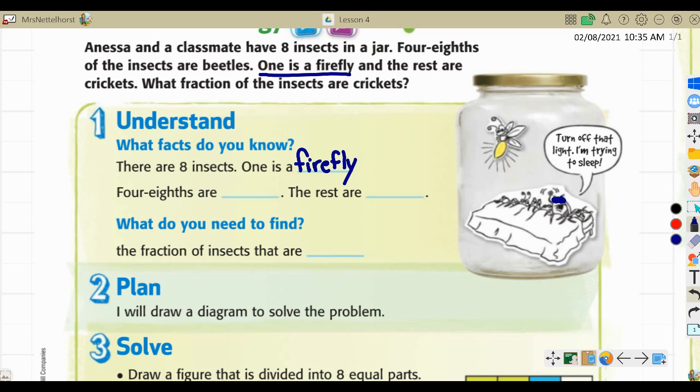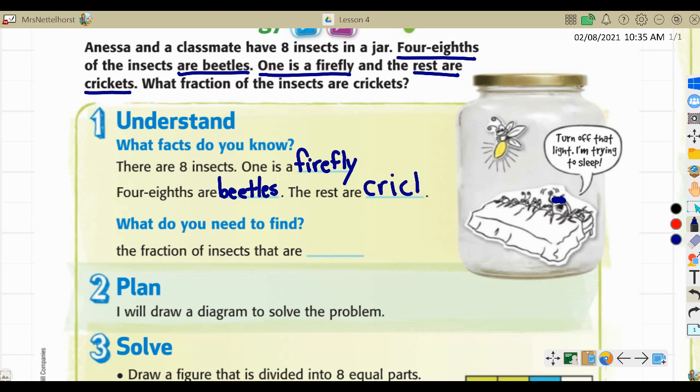Okay, 4/8 of the insects are beetles. I think it's interesting in the video, it says 1/2, 4/8 and 1/2 are the same thing. I just think it's weird they give you this hard of a fraction this early in learning fractions. The rest are crickets.